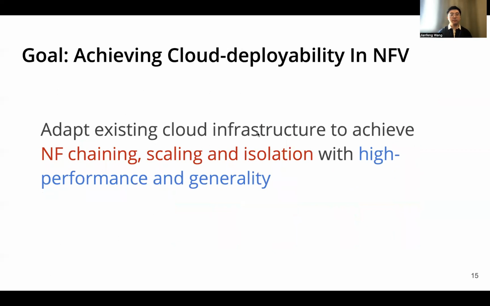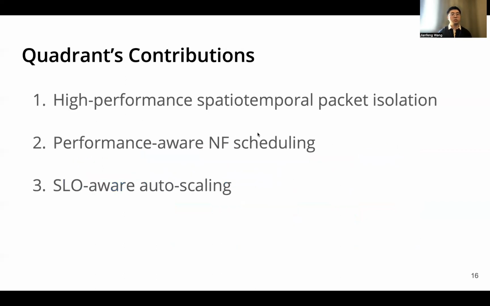To achieve cloud deployability, we ask the following question in the paper. What changes do we have to make in order to adapt existing cloud infrastructure to support network function chaining, scaling, and isolation with high performance and generality? To do so, we make 3 contributions in the paper. First, we propose a high-performance spatial temporal packet isolation to avoid expensive software-based packet switching and copying overhead. Second, for high performance, Quadrant mimics run-to-completion scheduling to run network function chains and adjusts the batch sizes for each network function chain to minimize the scheduling overhead. Third, Quadrant's scheduling mechanism distributes traffic so that each chain's latency is within a target.